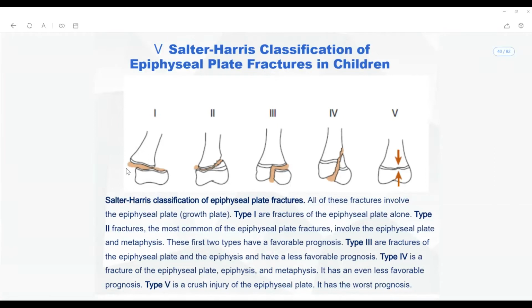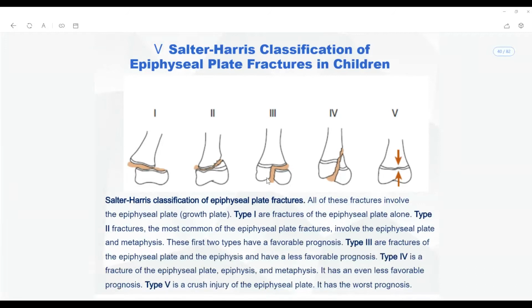All right, now you see here the same thing. Growth plate involved is type 1. Growth plate along with the metaphysis involved is type 2. Growth plate along with the epiphysis involved is type 3. Growth plate, metaphysis, and epiphysis involved is type 4, and type 5 is compression of the growth plate. How are they remembered?